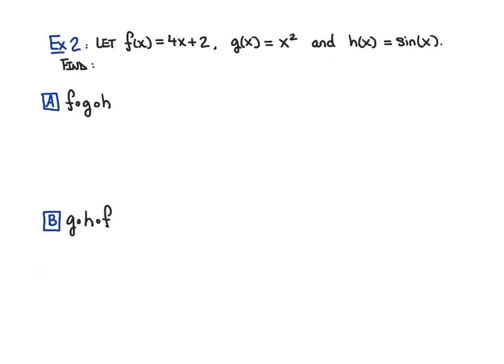Oftentimes, you might even be asked to do compositions of 3 different functions, which is what we're going to do here. So I give you f, g, and h, and I want to find f of g of h. So we can rewrite this as f of g of h of x. So it stays in that same order. And we're going to take this step by step. I'm going to leave the f of g the way it is, and we'll replace the h with what h is. So that's sine x.